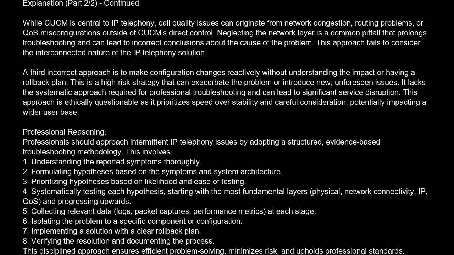5. Collecting relevant data, logs, packet captures, performance metrics at each stage. 6. Isolating the problem to a specific component or configuration. 7. Implementing a solution with a clear rollback plan. 8. Verifying the resolution and documenting the process. This disciplined approach ensures efficient problem solving, minimizes risk, and upholds professional standards.